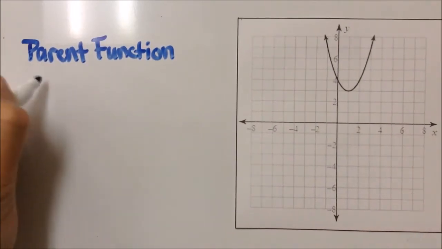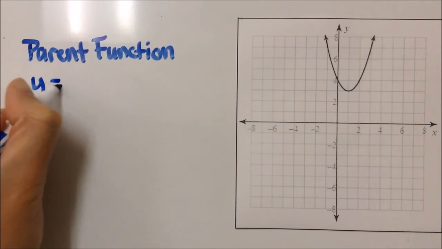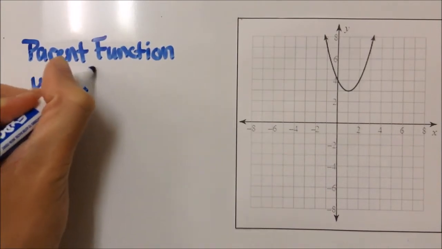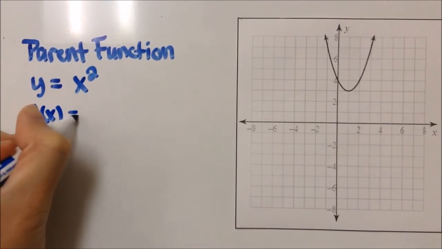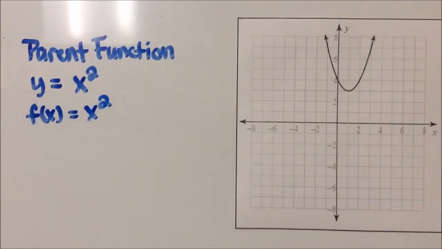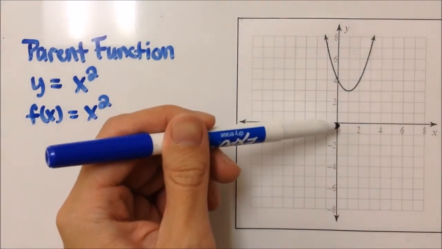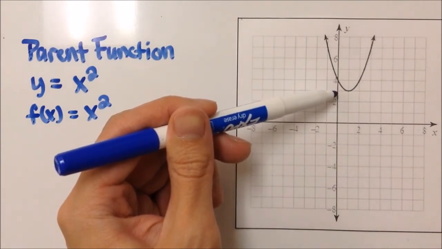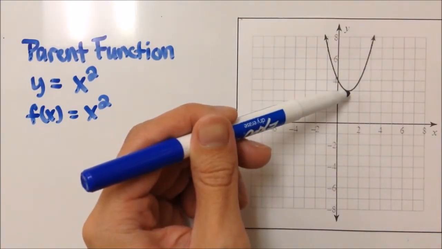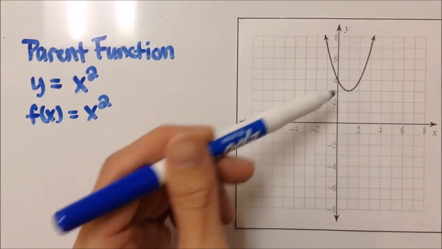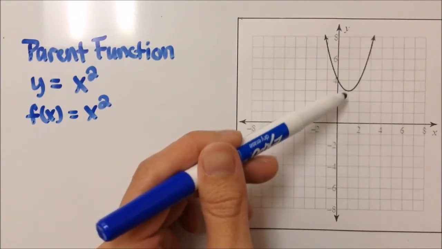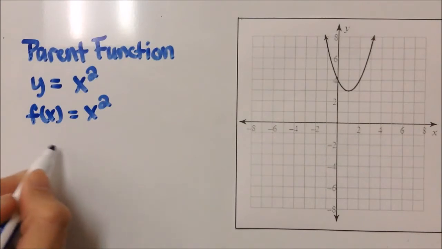So the parent function is y equals x squared, or also f of x equals x squared. So we need to determine the transformations from the origin. We see that it moved 1, 2, 3 units up, and I'm comparing it with the vertex right here. Here's the vertex. So it went up 3 units and then right, or it moved to the right 1 and then up 3.